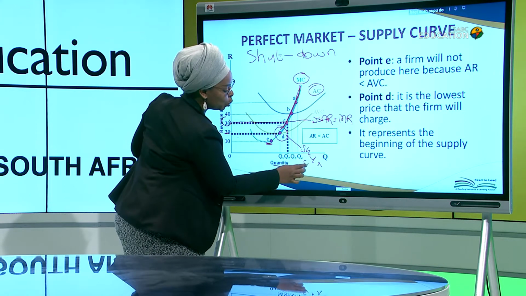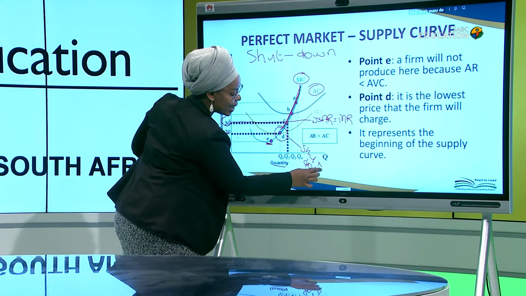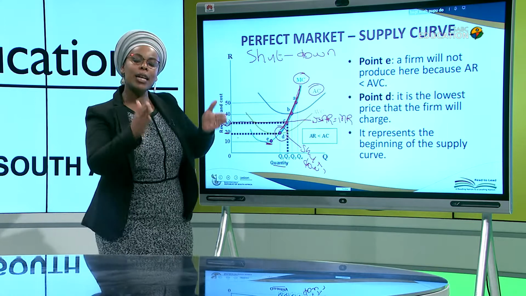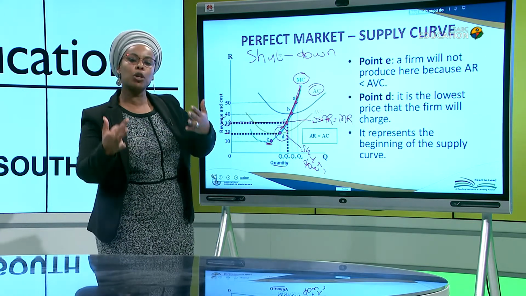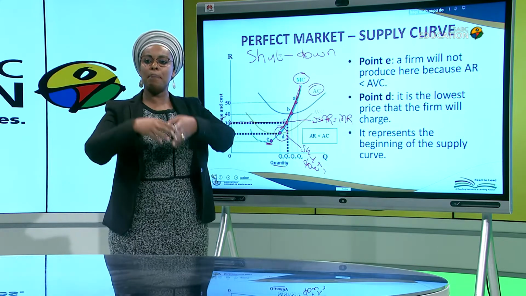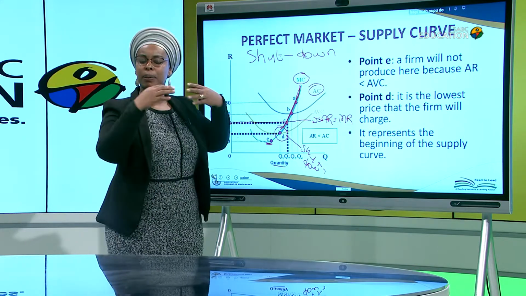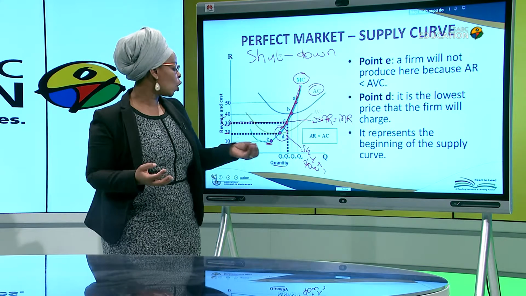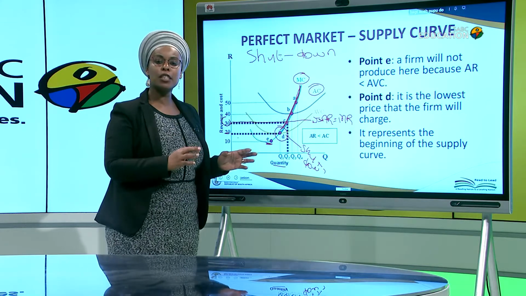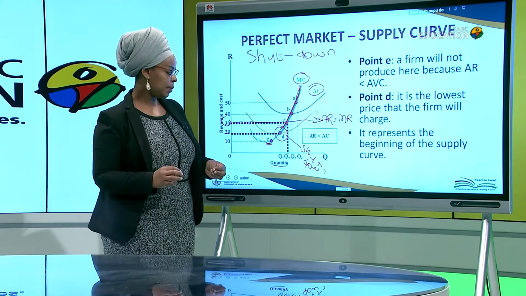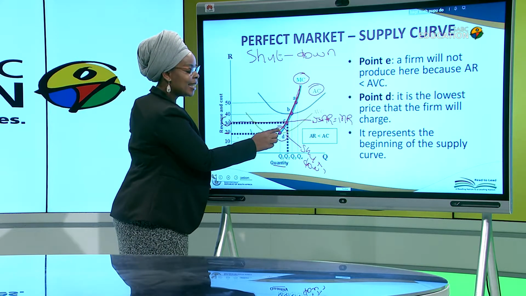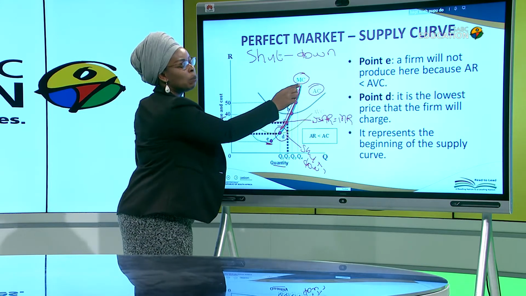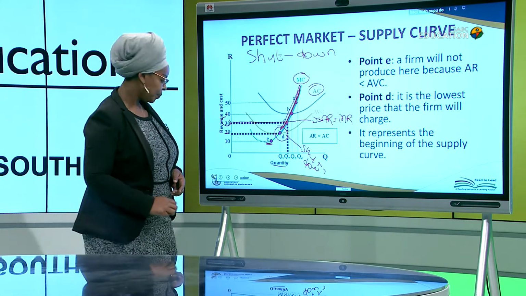The business should close. Why? Because we can only meet our average variable cost. We're not able to pay our rent, our bank loan, the premiums of the insurance. So at this point, the business should shut down. Hence, the supply curve starts above the shutdown point and moves upward.